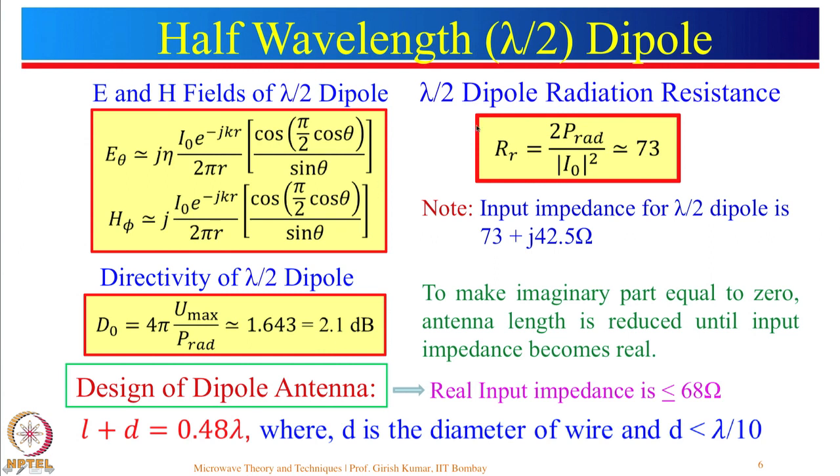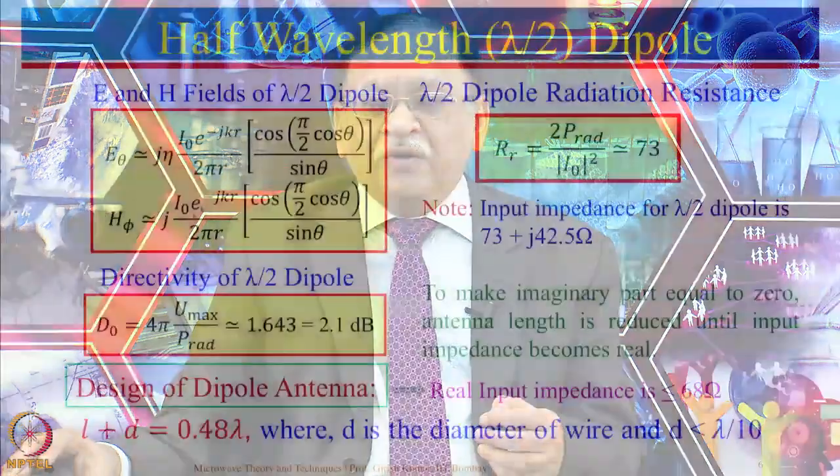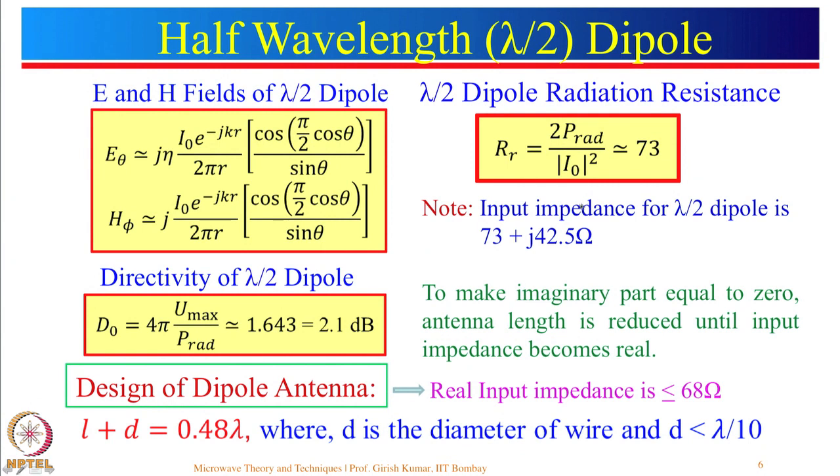Now the radiation resistance of a lambda by 2 dipole is given by this value here. Just to tell you how to obtain the radiation resistance: we know what is the E field, we know what is the H field. From that we calculate the power radiated, and from the power radiated we find out the radiation resistance. Now this is the radiation resistance value, but for a lambda by 2 dipole antenna, the input impedance is actually equal to 73 plus j42.5. So you can see that there is an imaginary term coming into the picture, and this represents the inductive component. Now this is not really a perfect resonance.